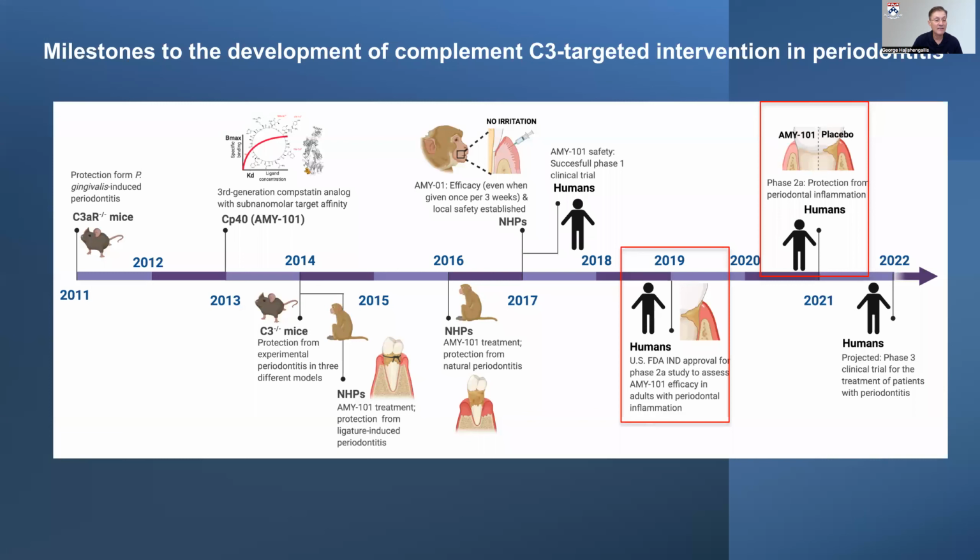So we started working in mice around 2011, and then we finished studies in the non-human primates. In 2017, AMY-101 had a successful phase I clinical trial, and in 2019 we obtained FDA approval for a phase II study. Nothing happened during 2020 due to COVID, but in 2021, we completed a successful phase IIa trial, which I will discuss right now.